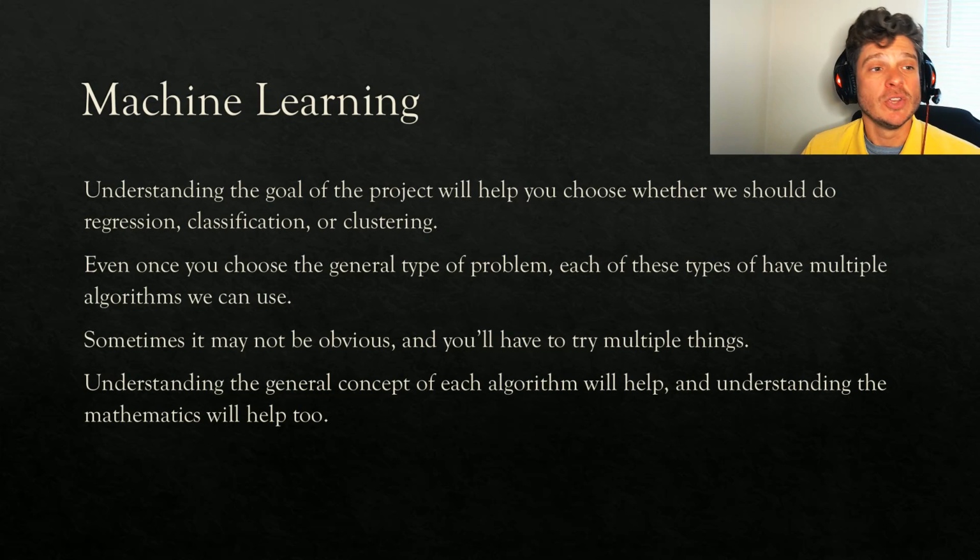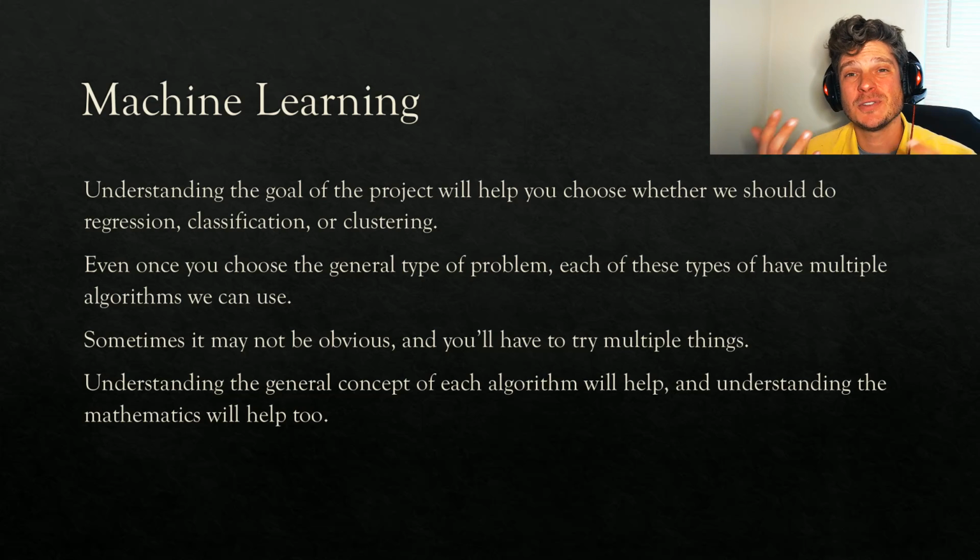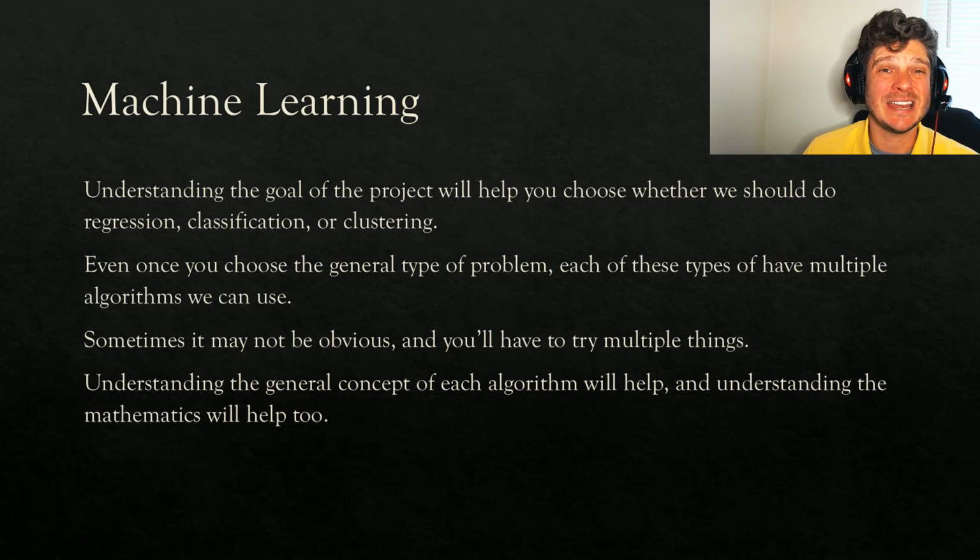So with machine learning, the goal of the project is going to help you choose whether you're doing a regression problem, a classification problem, or a clustering problem. And then even once we determine the general problem we're trying to solve, there are multiple algorithms we can use for each one. Sometimes it might be obvious, sometimes not. Sometimes it'll seem obvious, but we still guess the wrong one.